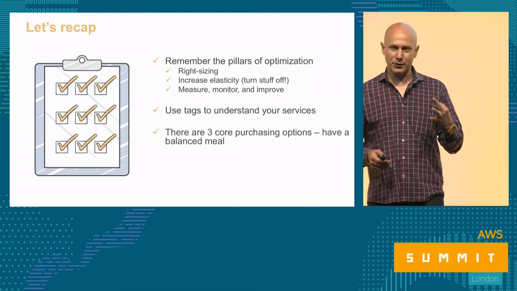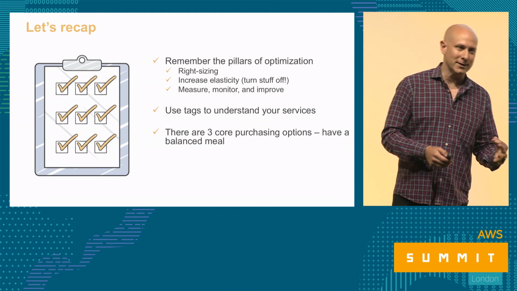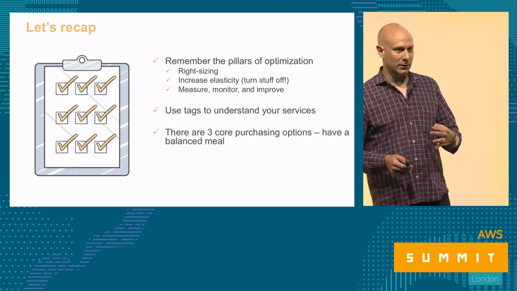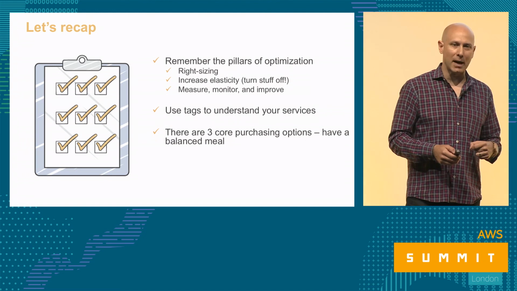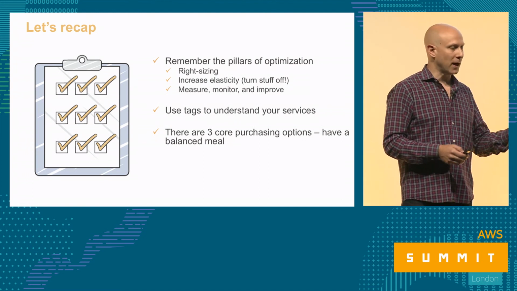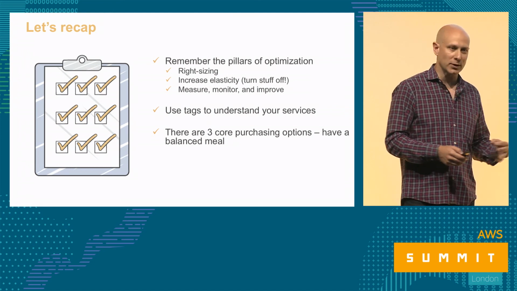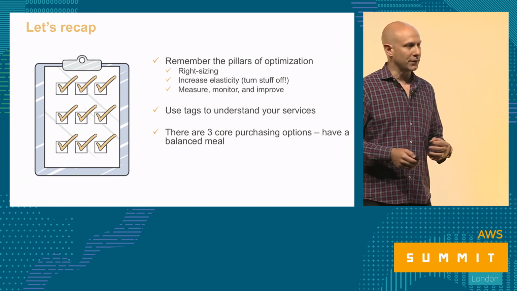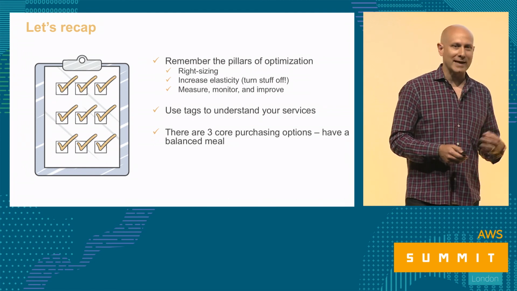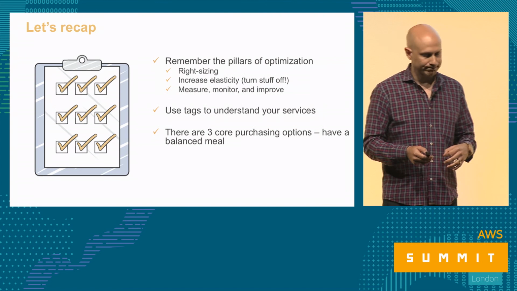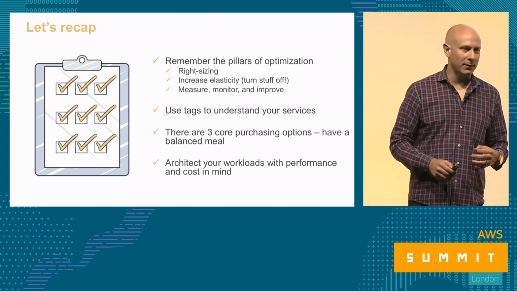There are those 3 core purchasing options: spot, on-demand, and reserved instances. You're going to want to have a balanced meal. If you're only using one, chances are pretty good you're missing out on an opportunity to optimize. With spot, you can save up to 90% off of on-demand. With reserved instances, you can save up to 75% off the on-demand. So when you think about pulling these things together, that's how you're going to get the most bang for your buck.